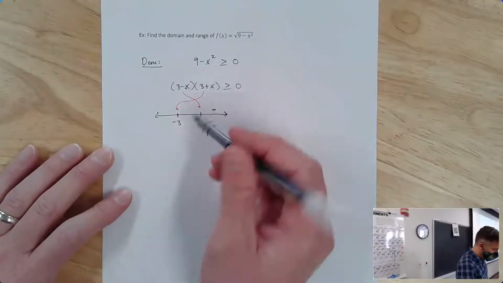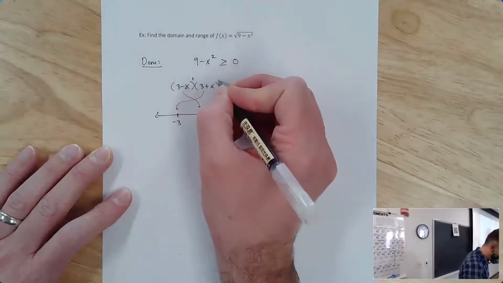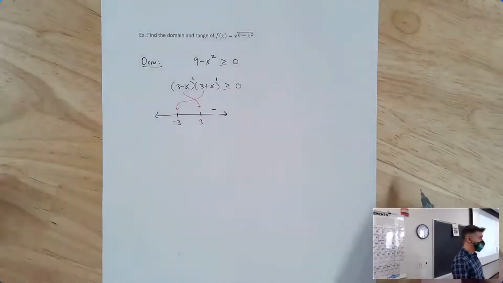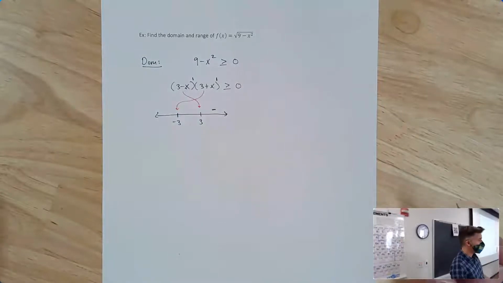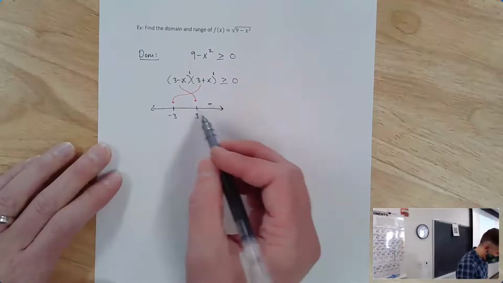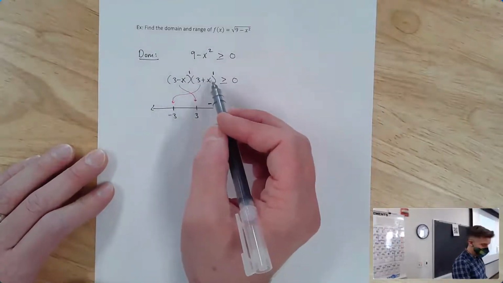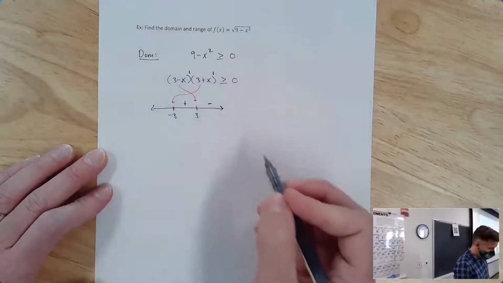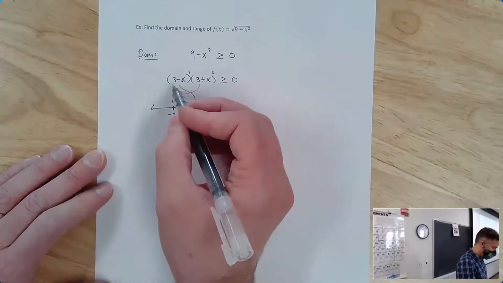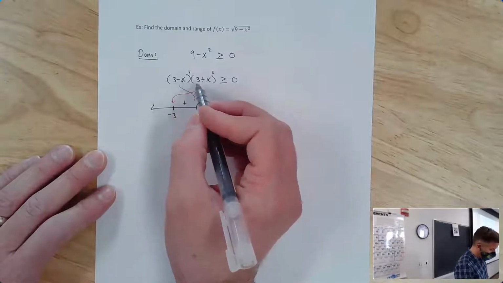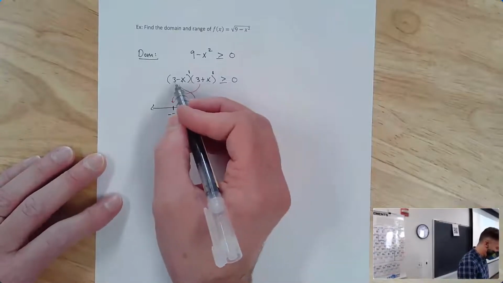Then we can either see that all of these have odd powers, so the sign's going to change every time because each of those represents a cross. Or you can keep plugging and chugging. If I pick a number like 0, 3 minus 0 is positive, 3 plus 0 is positive, and positive times positive is positive. Pick a number like -4, 3 minus -4 is positive, 3 plus -4 is negative, and a positive times a negative is a negative.